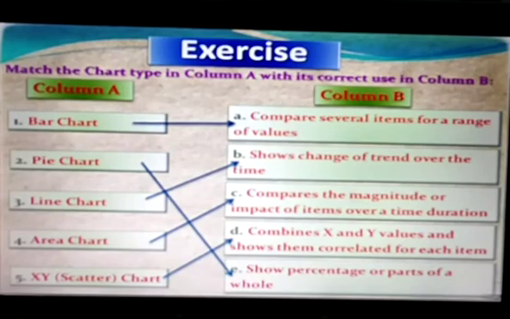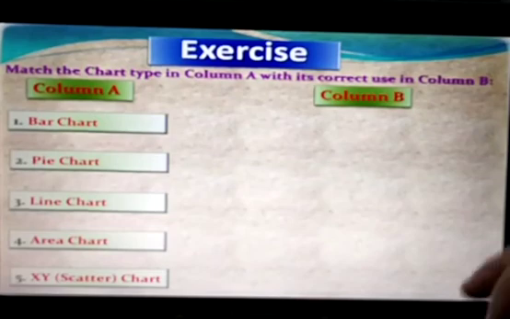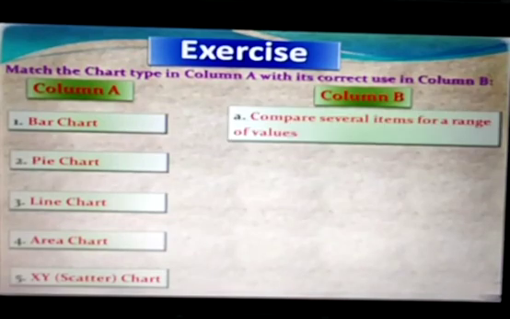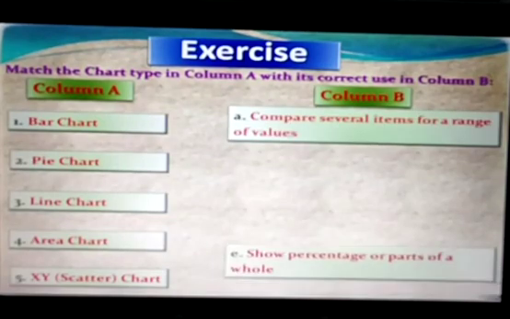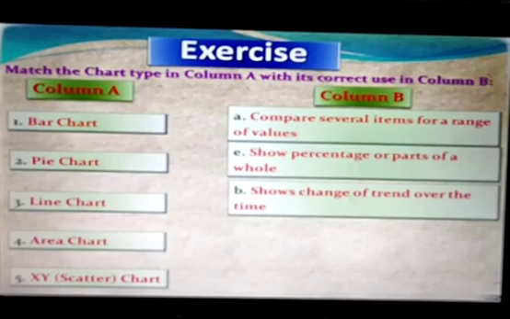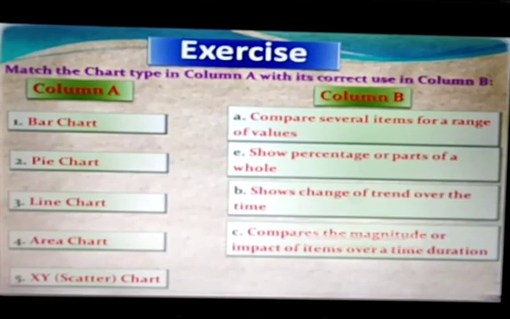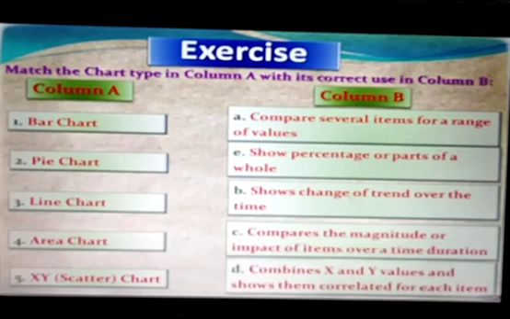So the correct sequence is first A, E, B, C, and D. So this is a correct sequence of your option.